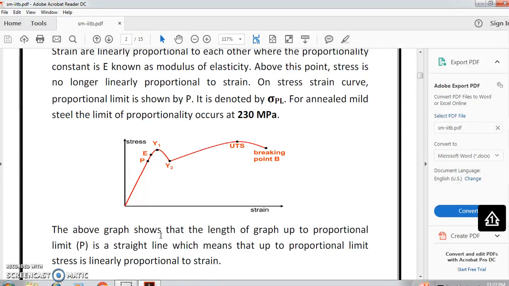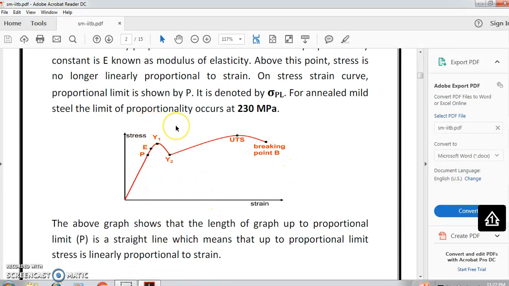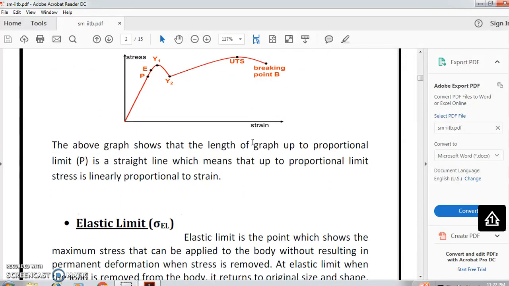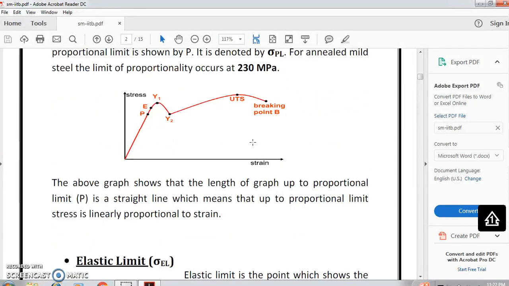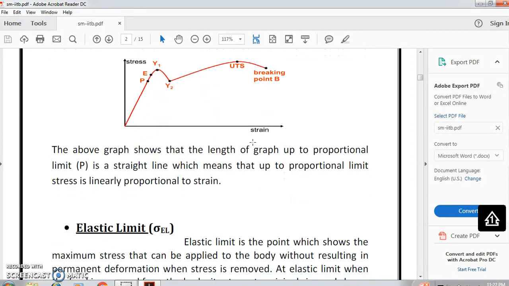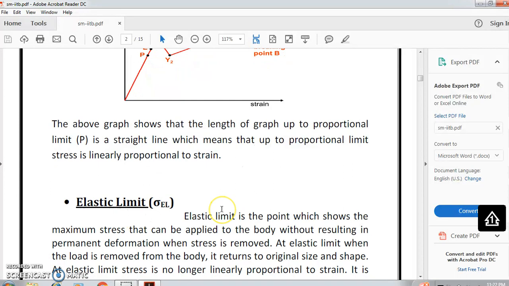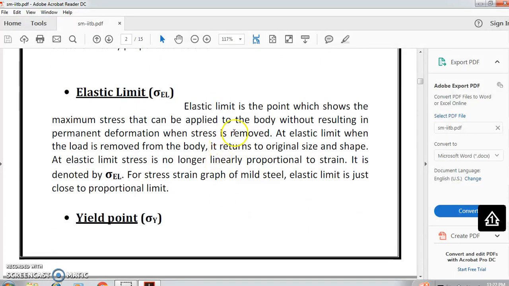Generally, for mild steel the limit of proportionality occurs at 230 megapascals. The next stage of the stress strain diagram is point E, called the elastic limit. The elastic limit is the point which shows the maximum stress that can be applied to the body without resulting in permanent deformation when stress is removed. At the elastic limit, when the load is removed from the body, it returns to its original size and shape.